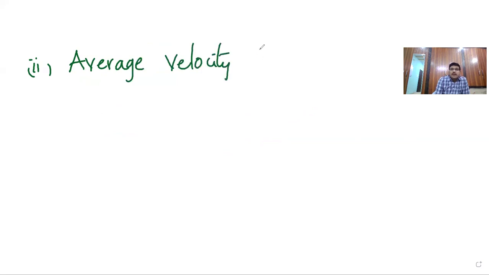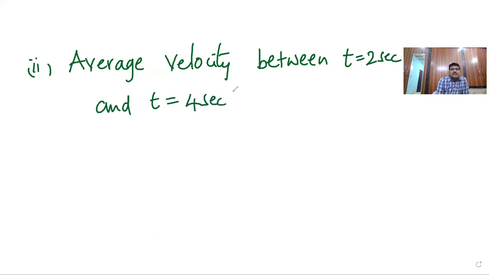What is being asked in the second part? Average velocity. Average velocity between t equal to 2 seconds and t equal to 4 seconds. This is in between 2 seconds and 4 seconds. What is the average velocity formula?